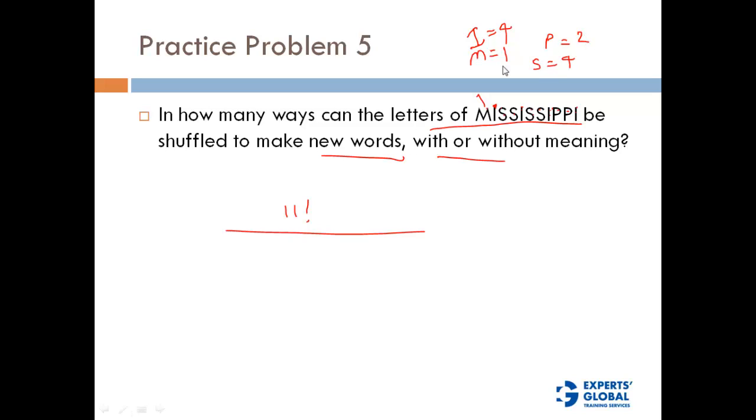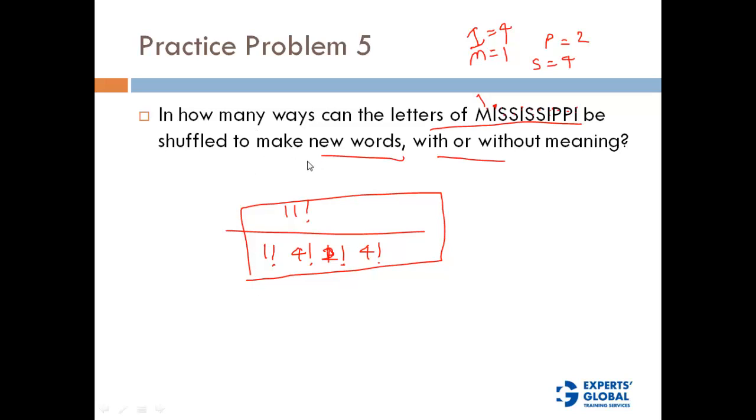Correct? Because there is not going to be any difference between any of these i's or any of these s's, we have to divide by that, because they are all of the same status. So 11 factorial divided by 1 factorial for m, 4 factorial for i, 2 factorial for p, and 4 factorial for s. Whatever that number is going to be our answer, right?